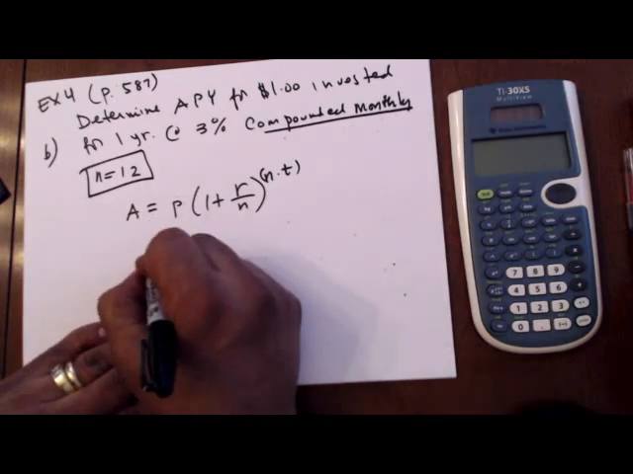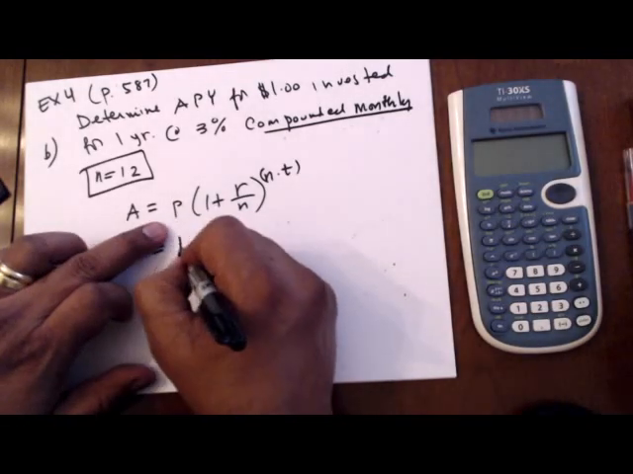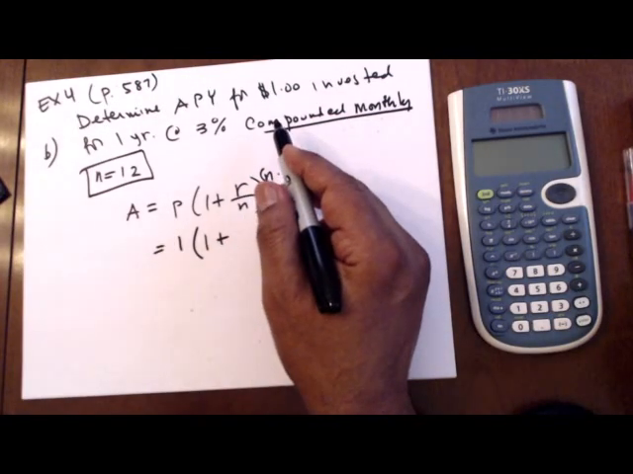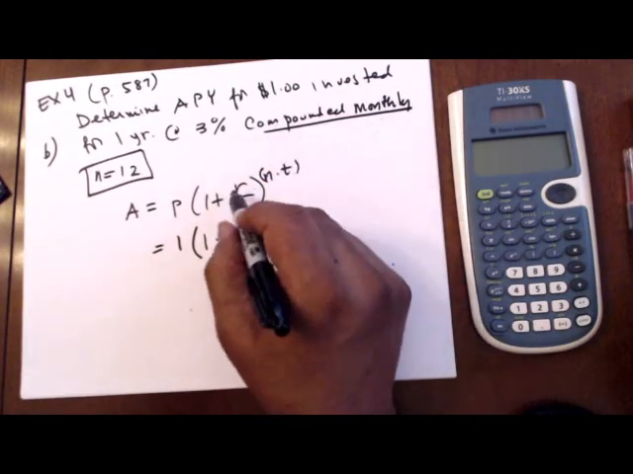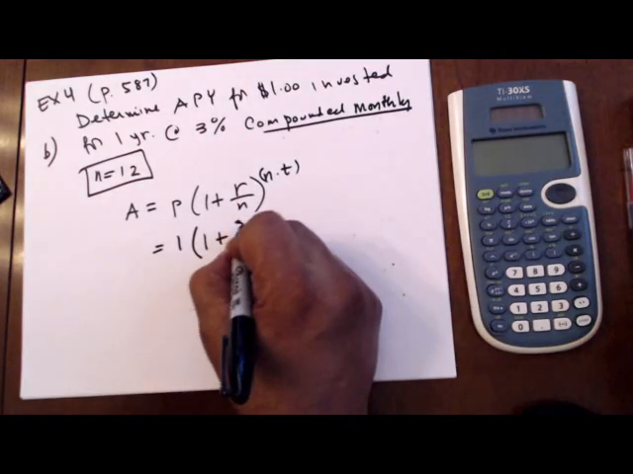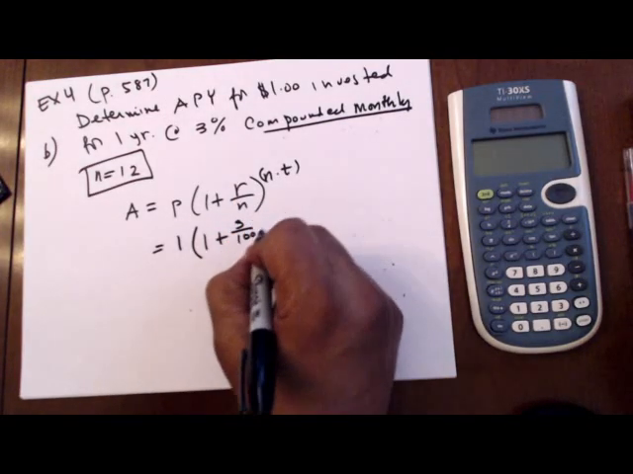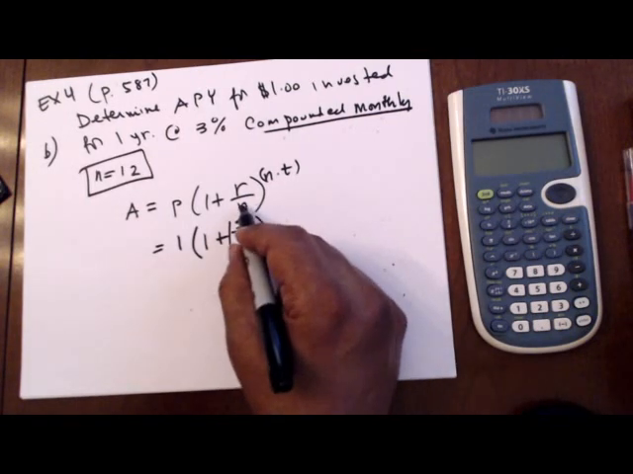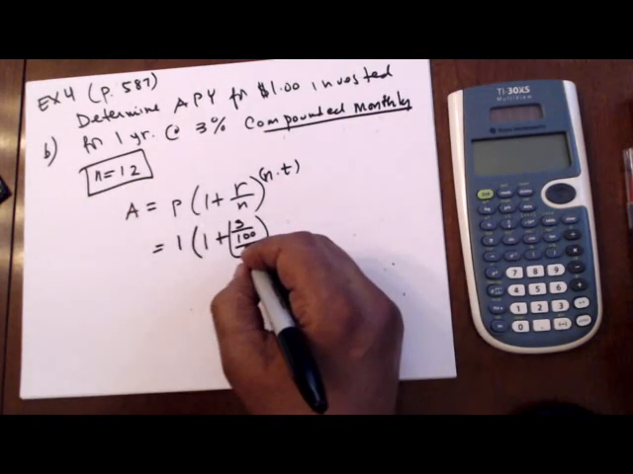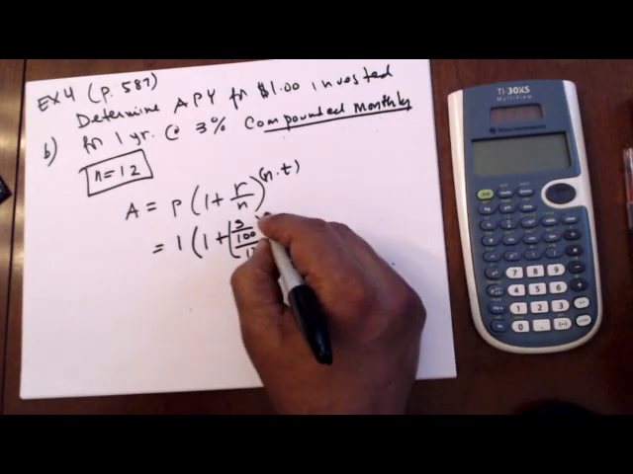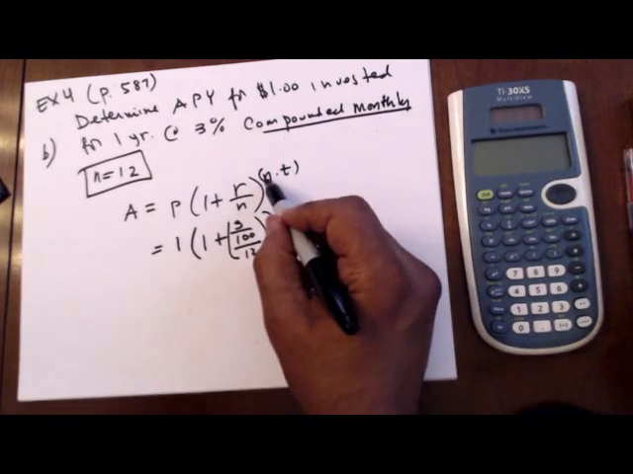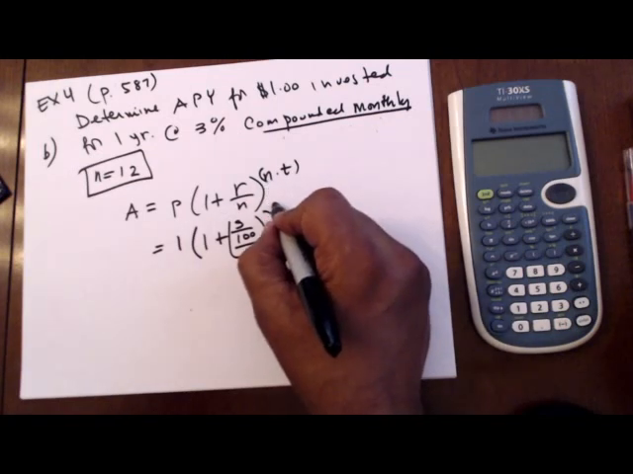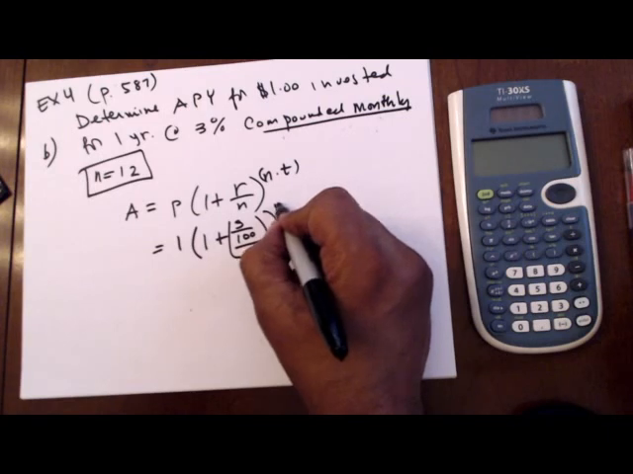So let's solve this one quickly here. We know this is 1. Then we have 1 plus, we already know the calculation for this will be 3 over 100, and all this will be divided by n, which in my case now will be 12, and all this is going to be raised to the n. Now my n is equal to 12.